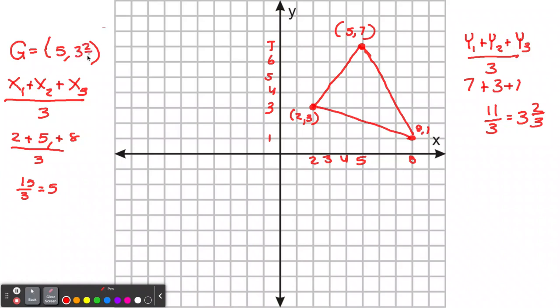So our G, we'll use green for G, why not? Our G will be at 5, and then 3 2/3, so it's about there. Don't know exactly where it is because we don't have that type of graph paper. But there it is. There's the centroid.